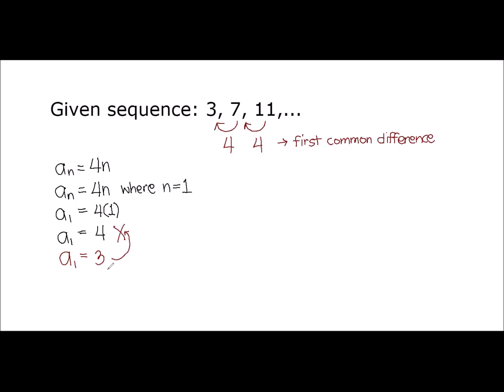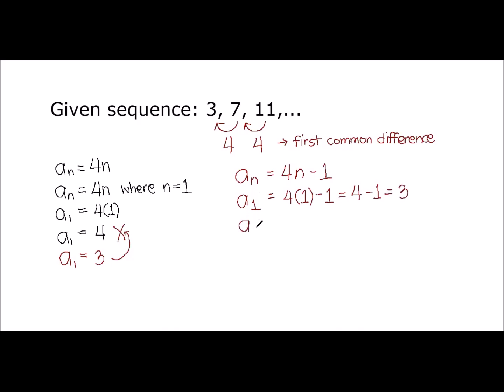Can you think of it? Okay, so it only means that we need to subtract 1. So, yun ang kulang doon sa a sub n is equal to 4n. So, mangyayari, a sub n is equal to 4n minus 1. But let us try. A sub 1 is equal to 4 times 1 minus 1. So, 4 times 1, that is 4, minus 1, that gives us 3.